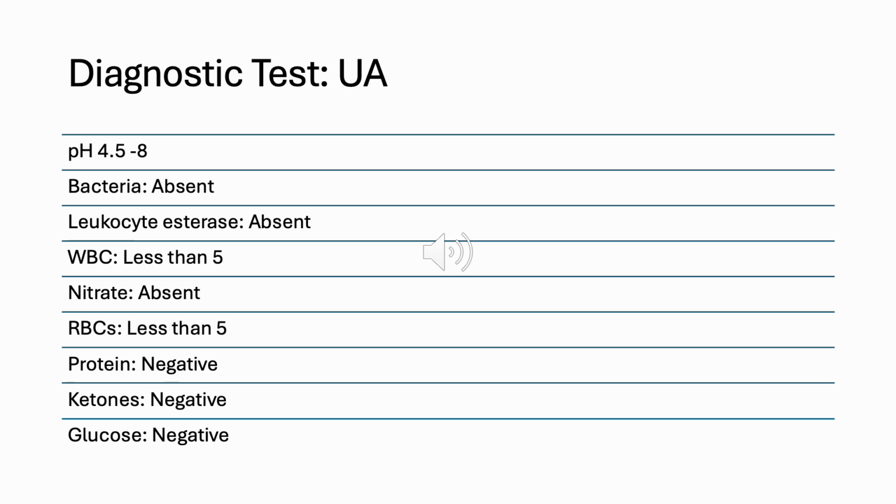When you're getting a UA, it's best if you can do early morning, but it really can be done anytime. And remember, it's a midstream, so they urinate a little bit, then they clean, then they go into the cup, okay? And it needs to be in the refrigerator if it's going to be, it can't be standing for longer than an hour.